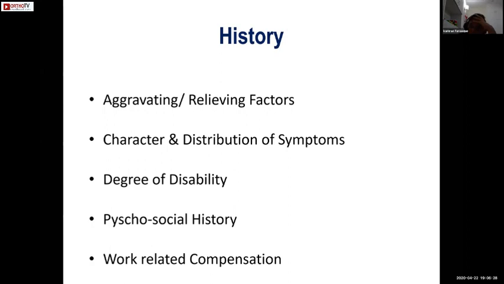And the degree of disability also, the perceived disability by the patient, whether they feel they can go to work, or whether it's so painful that they can't even do daily routine work, or they're bound to bed. So we need to keep all these things in mind.